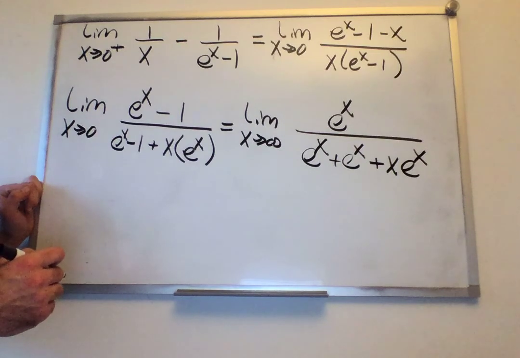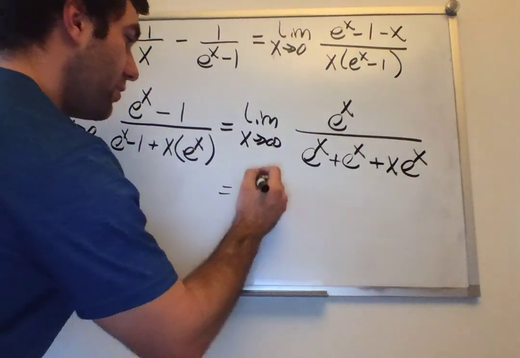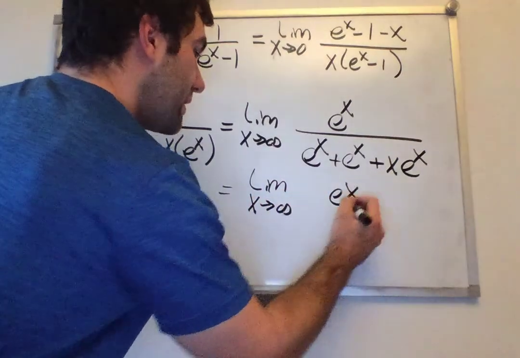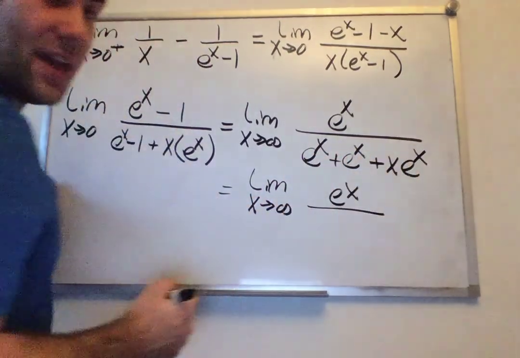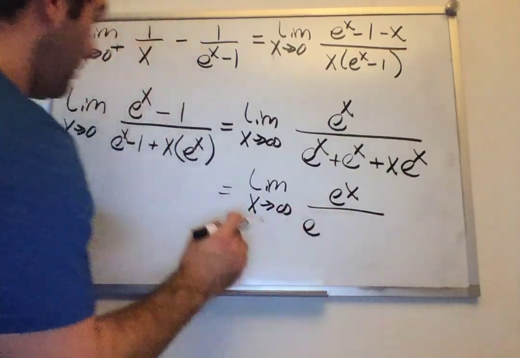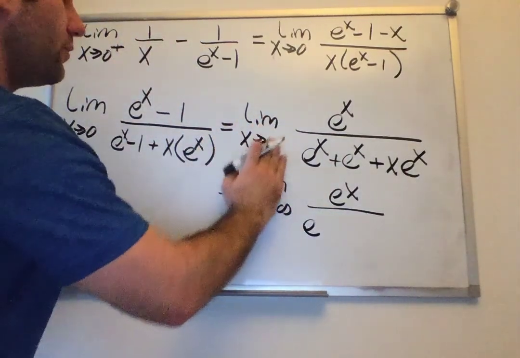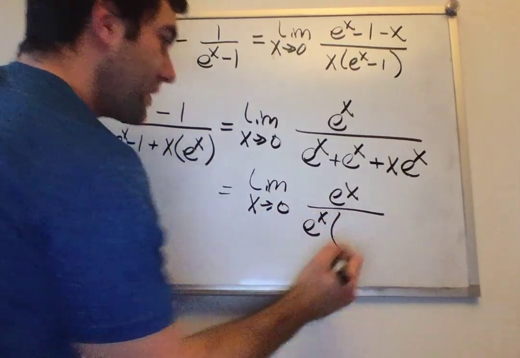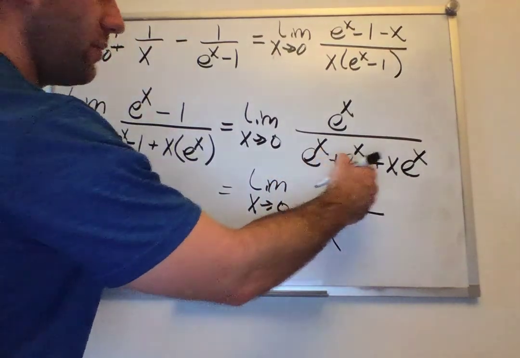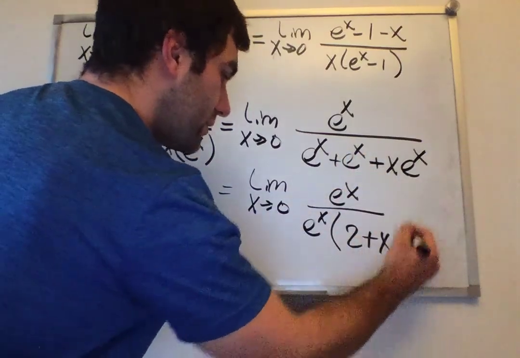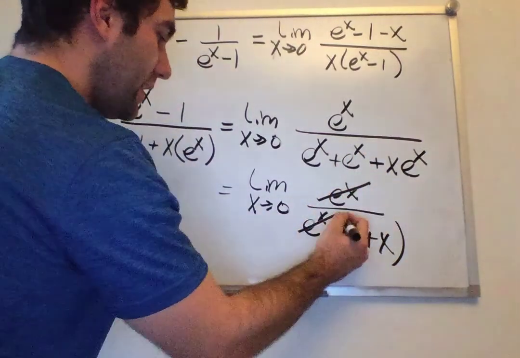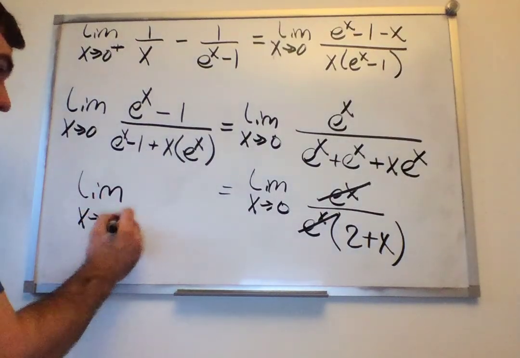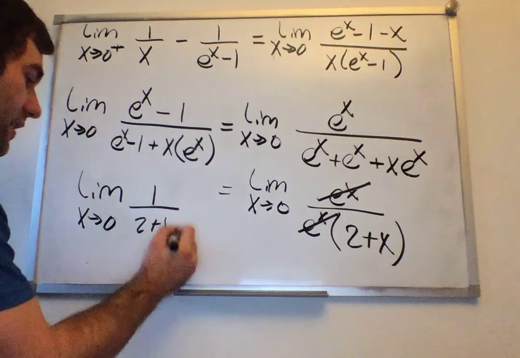Okay? Now, if we were to simplify a little bit, limit as x goes to 0, there's e to the x on top. If you notice, they all have an e to the x that I could factor out. Oh, I wrote infinity. The limit should be going to 0, not infinity. I could factor an e to the x out. I'm left with 1 plus 1 plus x, which is 2 plus x. The e to the x and the e to the x cancel. And lastly, I get the limit as x goes to 0 of 1 over 2 plus x.